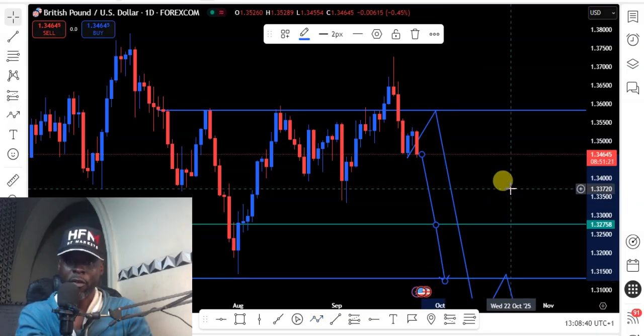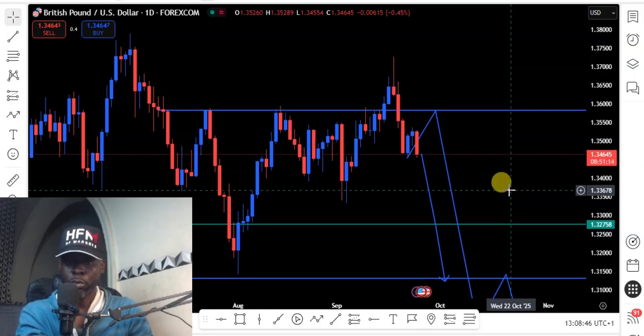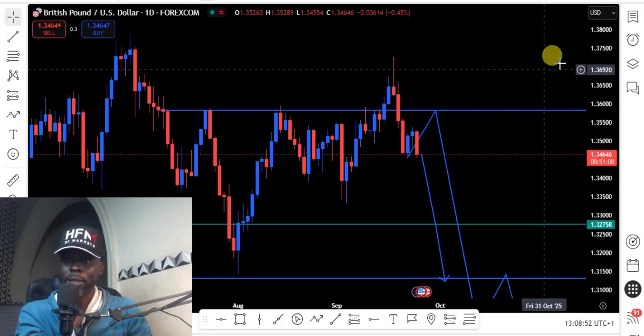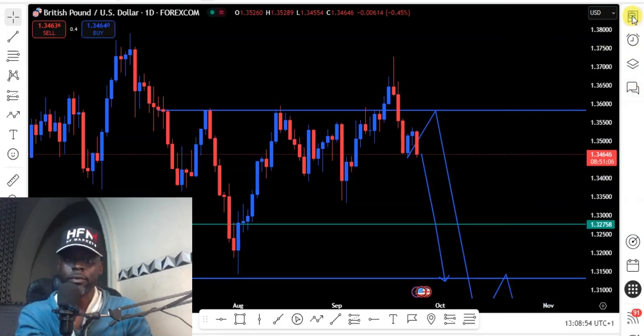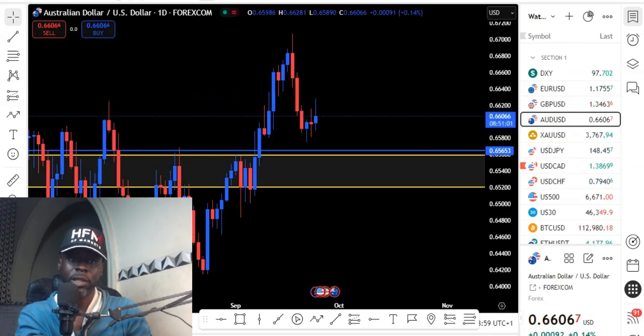So our major focus for this week will be looking at sell on Pound USD by tonight or tomorrow. So we'll be looking for sell opportunity on the Great British Pound USD. So let's look at our next pair, which is the Australia USD. Let's start from the weekly chart.